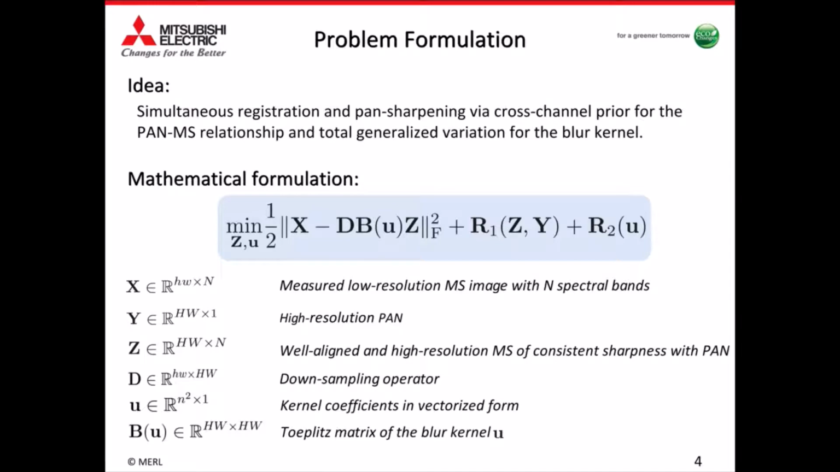We believe X, which is the measured low-resolution multispectral image, comes from blurring and downsampling the target high-resolution multispectral image Z. The second term is the regularizer on the cross-channel relationship, and the third term is the regularizer on the blur kernel. Blur kernel not only carries the blur information, but also carries the misalignment information.